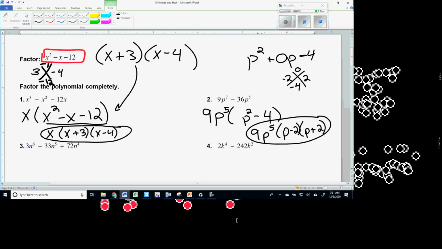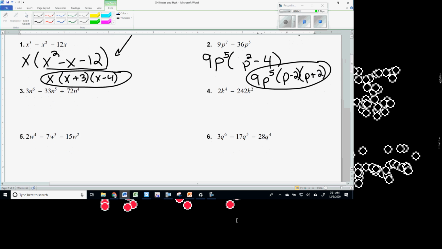So every single one of these is going to work that same way. You're going to factor out a common factor. And then once you factor out a common factor, you're going to be left with something that is a quadratic, a square, that you can then go two numbers that multiply to give you this, add to give you that, and then you can figure out your answers like that. Okay. Let's try one more.